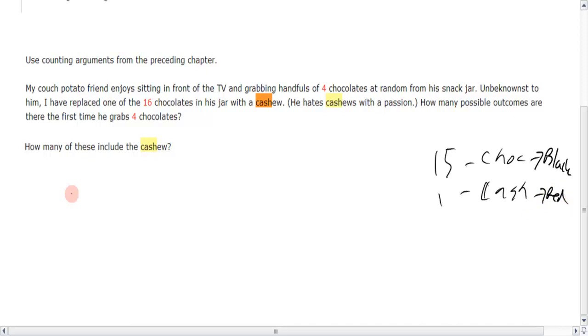The question here, because this is really part B, asks how many of these combinations include the cashew. Another way of saying this is counting how many different ways there are to guarantee that you have the red marble, or how many different sets of 4 have the red marble. So we do this just like we would a red marble problem. First things first, take care of picking out the marble.